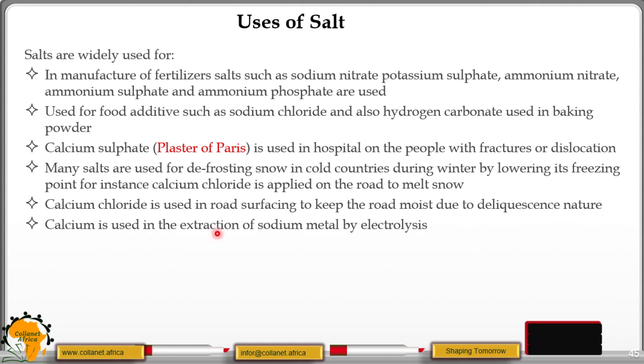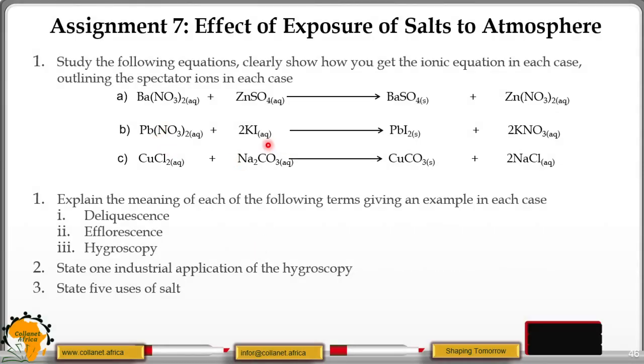Calcium chloride is used in the extraction of sodium metal by electrolysis. Potassium nitrate is used to make fireworks and gunpowder. And that brings us to the end of our 7th lesson.